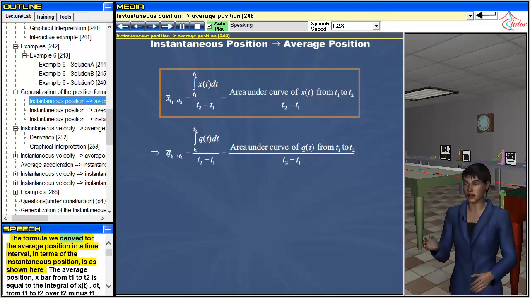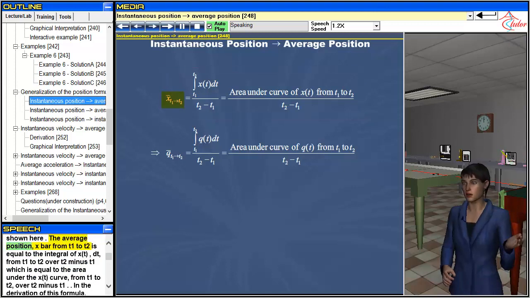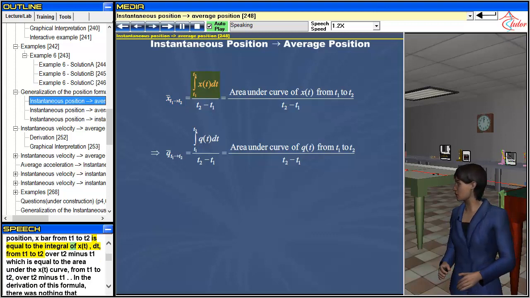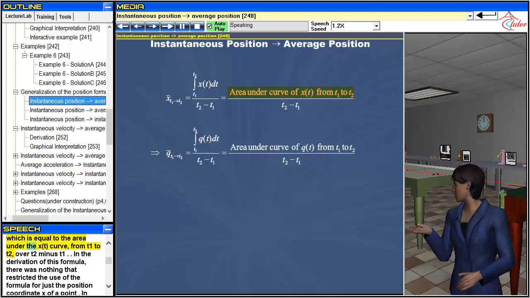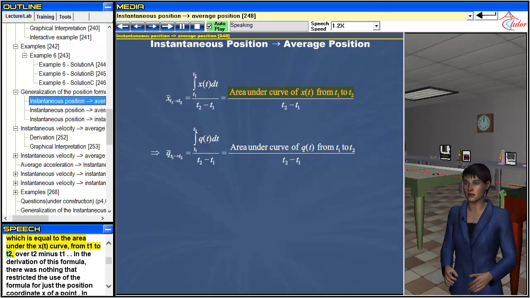The formula we derived for the average position in a time interval, in terms of the instantaneous position, is as shown here. The average position, x bar from t1 to t2, is equal to the integral of x of t, dt, from t1 to t2, over t2 minus t1, which is equal to the area under the x of t curve from t1 to t2, over t2 minus t1.